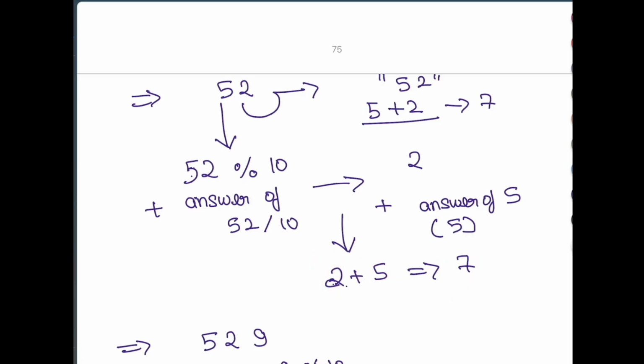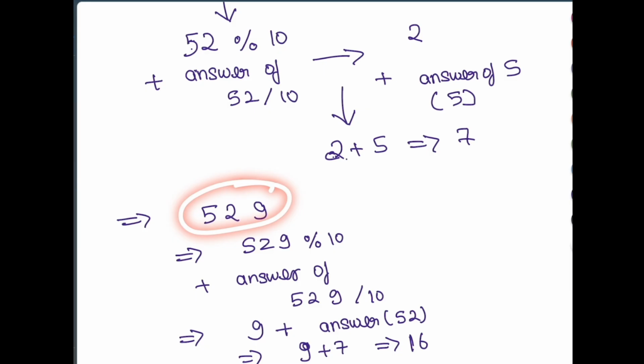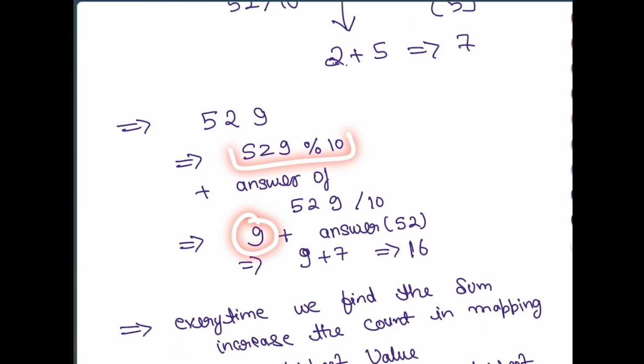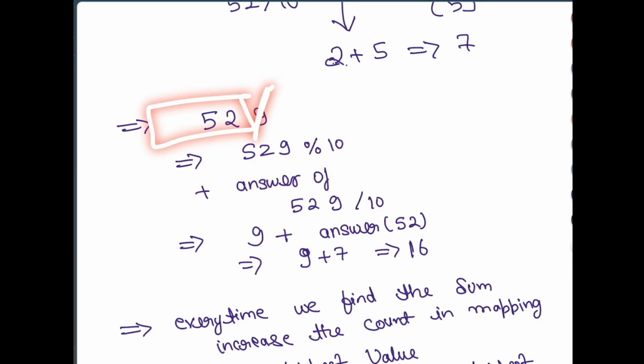Now you might say this is not very useful, but it is useful for bigger numbers. For example, 529. Again you would have to say 9 plus 2 plus 5, but we are not running a loop. We will not check each digit. We are just going to fetch the rightmost digit. So 529 mod 10 is 9. And then what is the answer of 529 divided by 10? It is the remaining digits apart from the rightmost digit, which is 52.